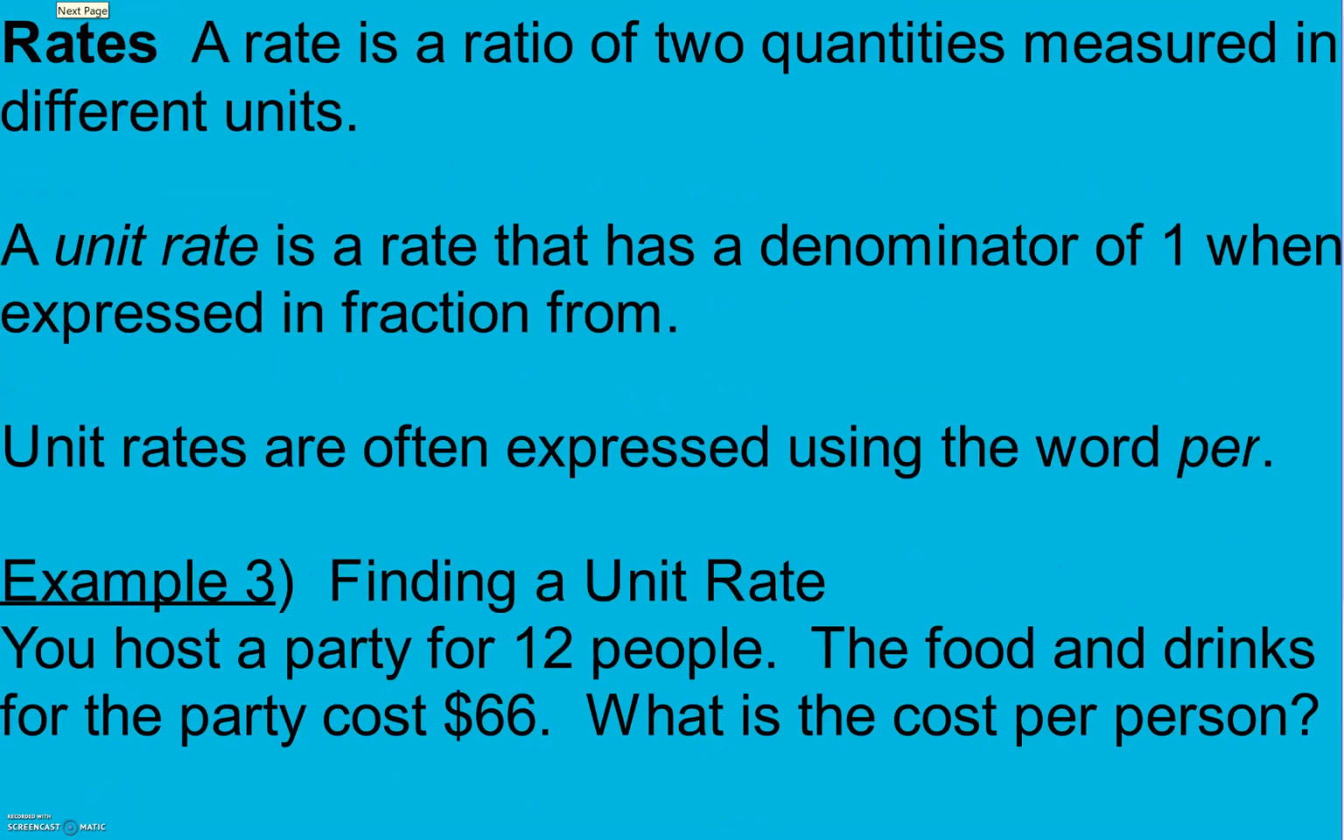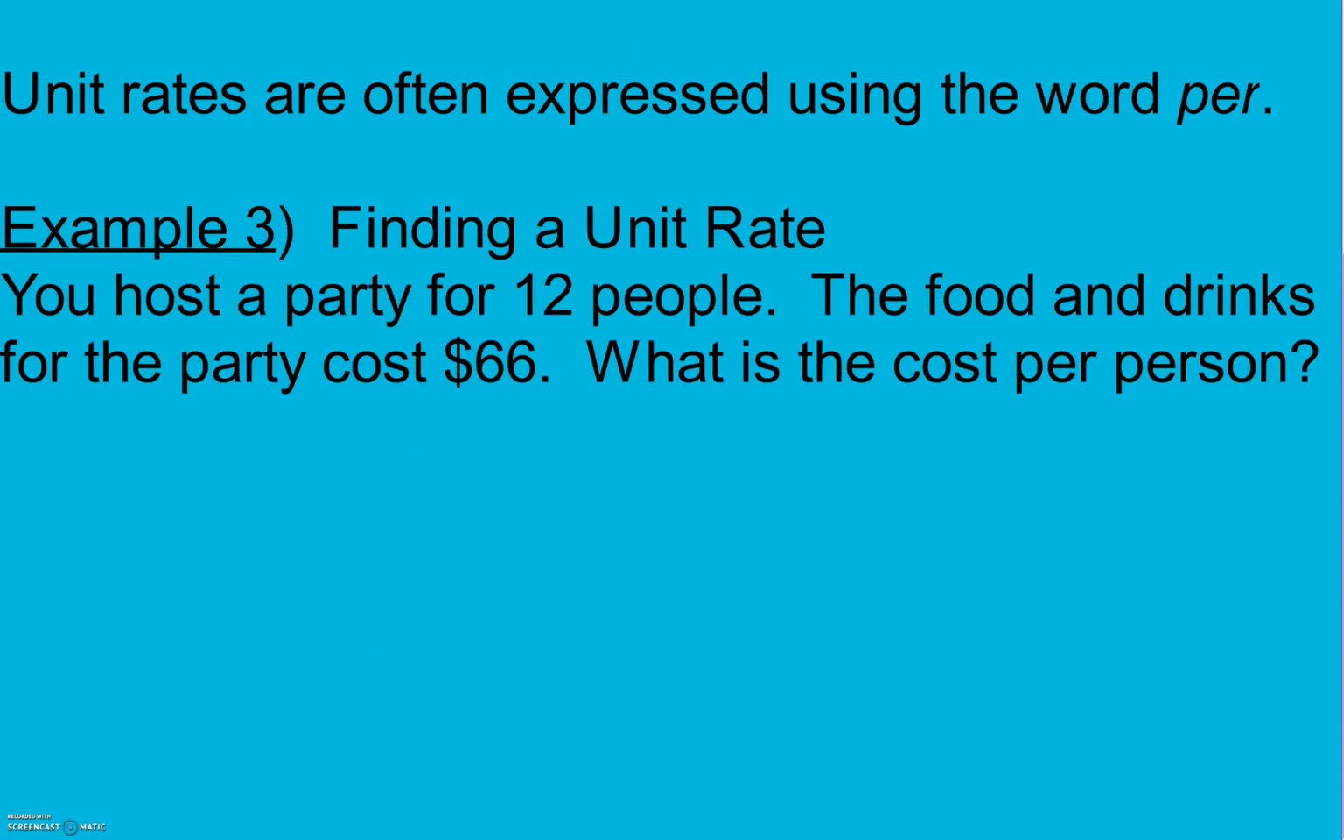Rates. A rate is a ratio of two quantities measured in different units. A unit rate is a rate that has a denominator of 1 when expressed in fraction form. Unit rates are often expressed using the word per. Example 3 is finding a unit rate. You host a party for 12 people. The food and drinks for the party cost $66. What is the cost per person?